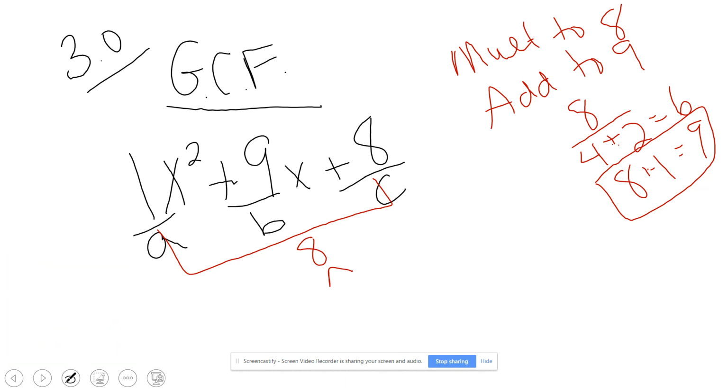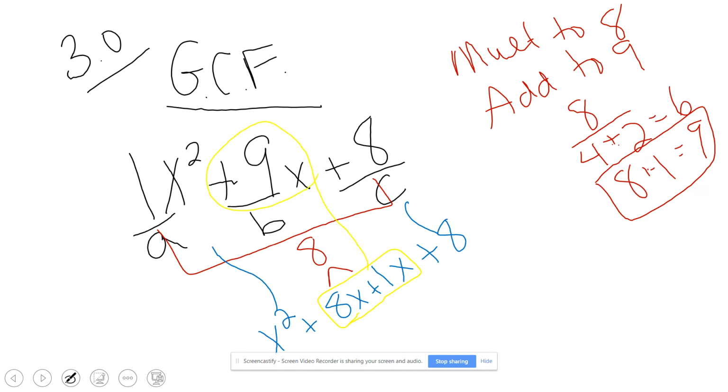We're going to start with the factoring by grouping method. So we're going to bring down the x squared, and we're using 8 and 1 for our two factors. This is a positive 8, so positive 8x, and a positive 1, which is a positive 1x, and then we bring down that 8 at the end. Now, why do we have the x's with our 8 and our 1? Well, it's because 8x plus 1x make the 9x that we're looking for.